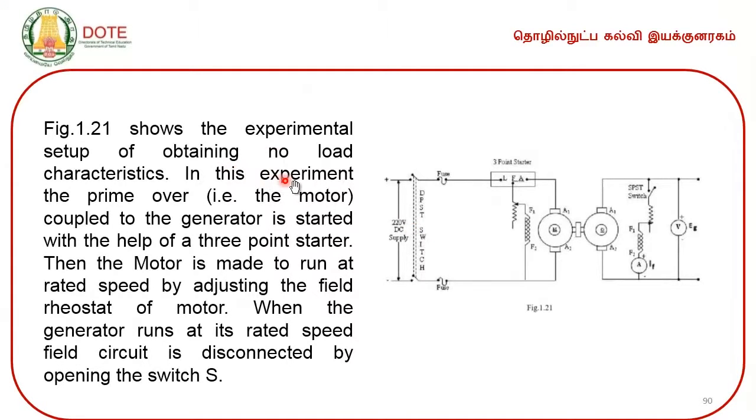In this experiment, the prime mover, that is the motor coupled to the generator, is started with the help of a 3-point starter. Then the motor is made to run at rated speed by adjusting the field rheostat of the motor. When the generator runs at its rated speed, the field circuit is disconnected by opening the switch. So, here is the switch, you can see this is the SPST switch, single pole single throw switch. This is being opened when the generator attains the rated speed.